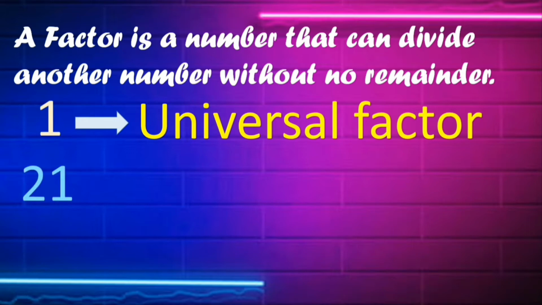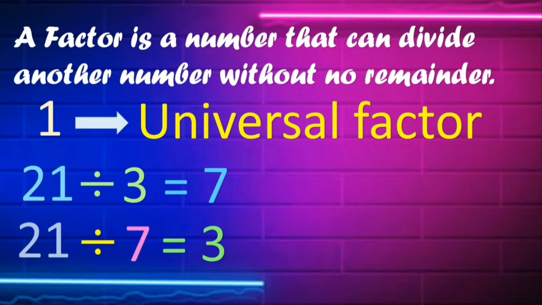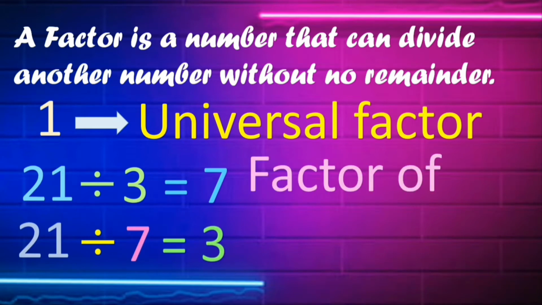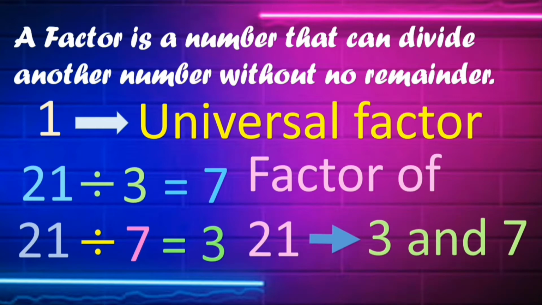Take a look at this number, 21. Can you think of a number that can divide 21 with no remainder? Of course, 3. 21 divided by 3 is 7. Also, 21 divided by 7 is 3. Hence, the factors of 21 are 7 and 3.